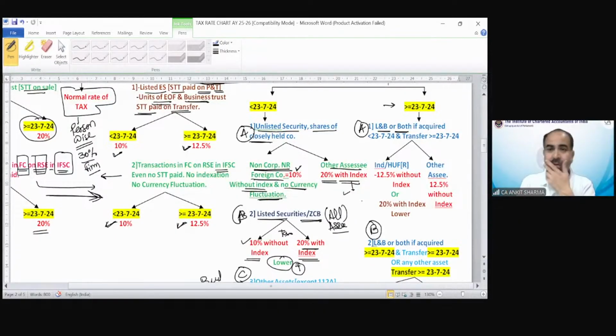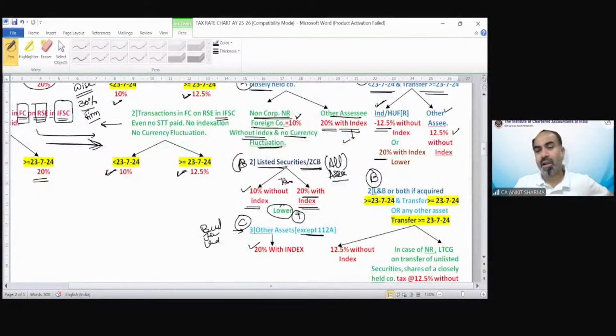The kind of calculation, the way we find the capital gain, the rate of tax, the exemption, etc. Okay. So now 23rd of July: land, building or both, if acquired before 23rd of July and transferred on or after 23rd of July, for the purpose of land and building there is a benefit. If you are an individual or HUF resident, then you have to calculate 12.5% tax without index and 20% with index. For all other assessees, the single rate is 12.5% without index. So this is simple.